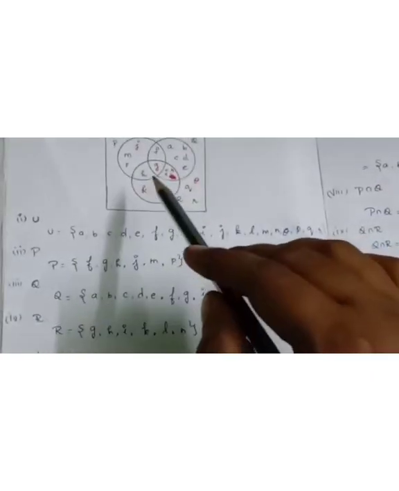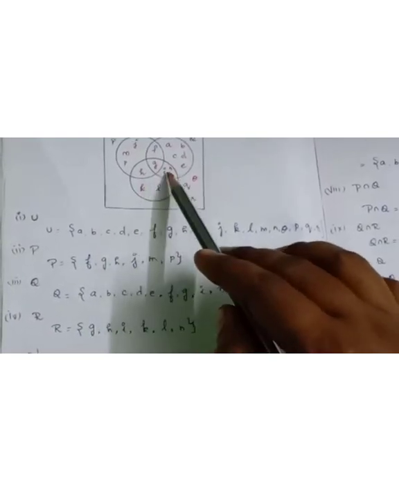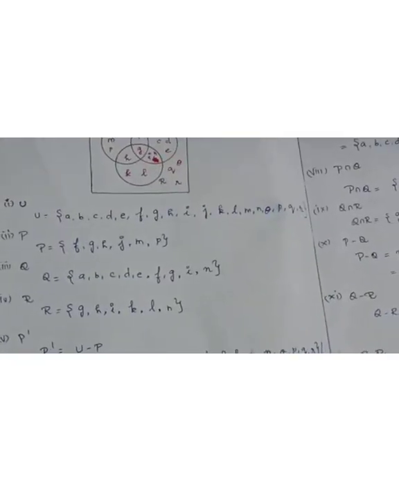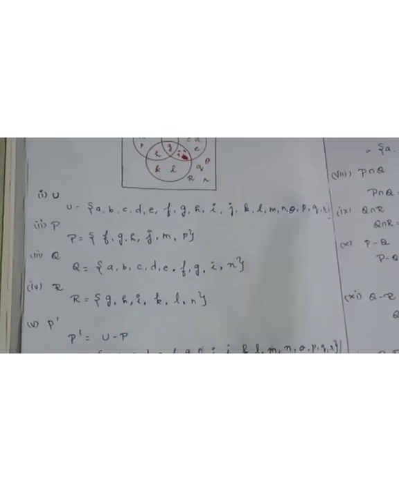The next one is the R set. R is equal to the circle of R you will write. So the circle of R has G, H, I, K, L, N. So this is the answer of the R set.